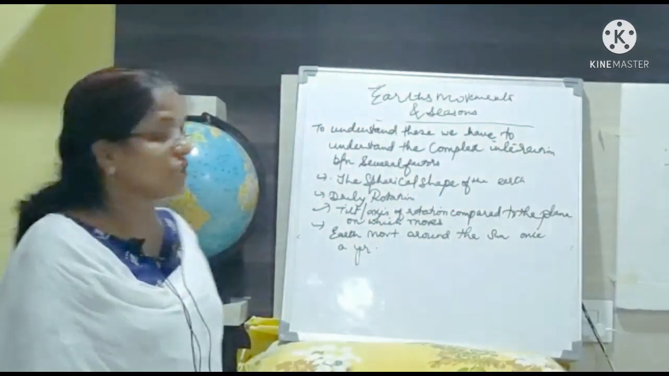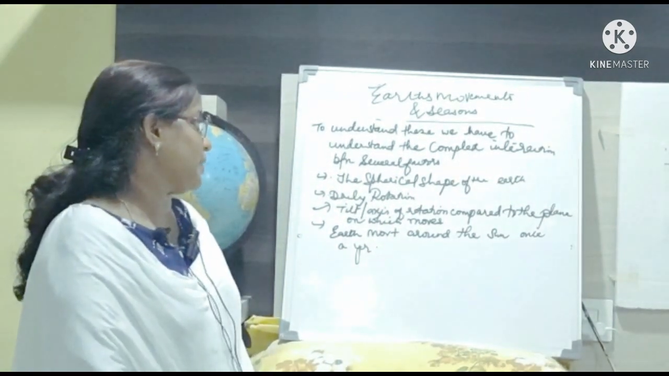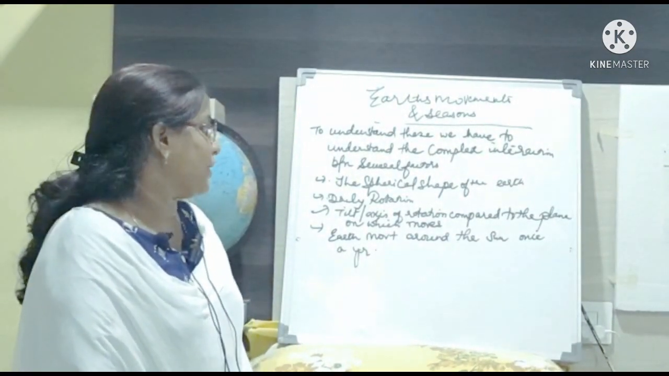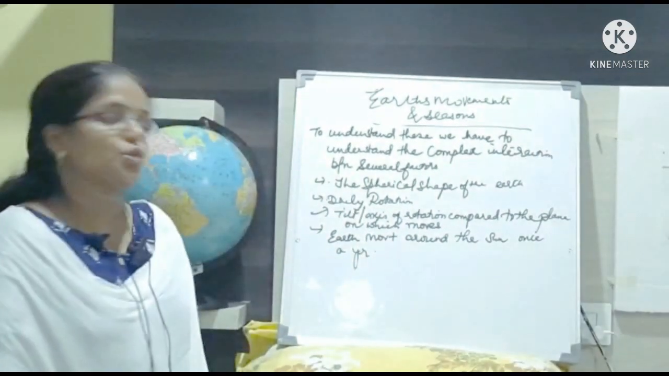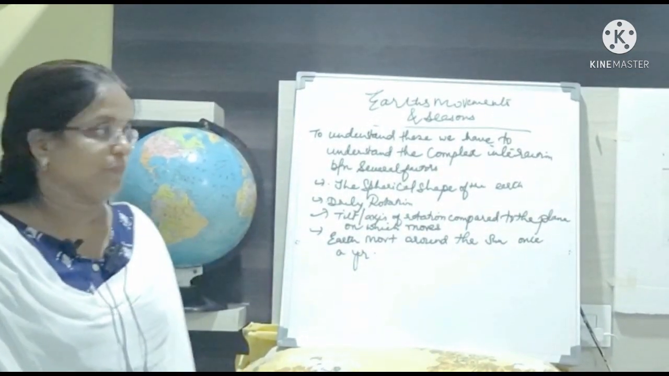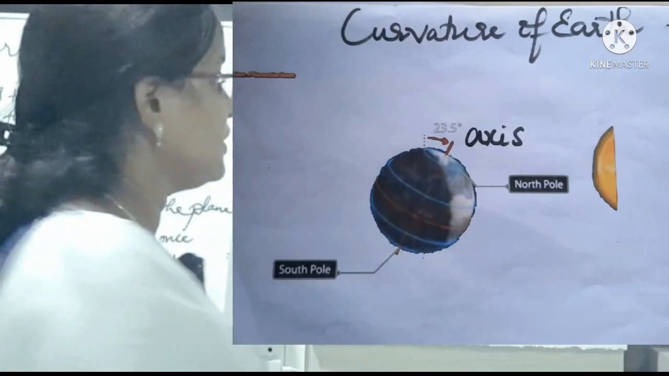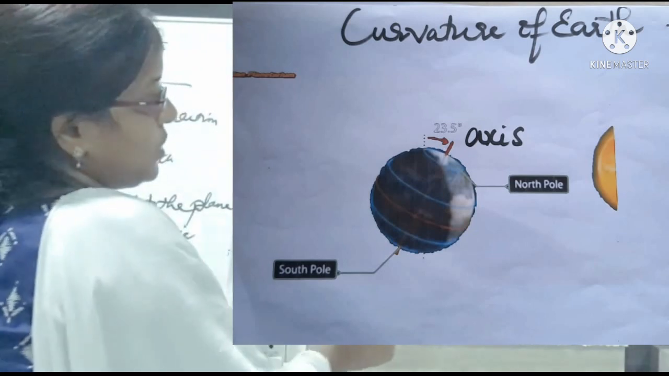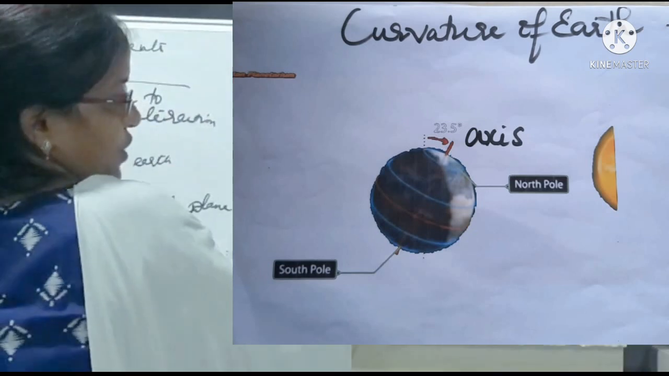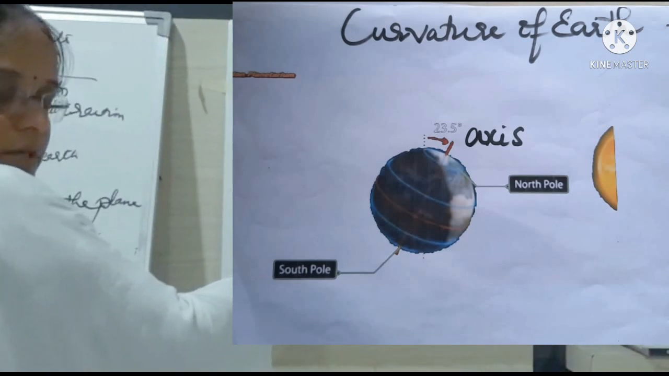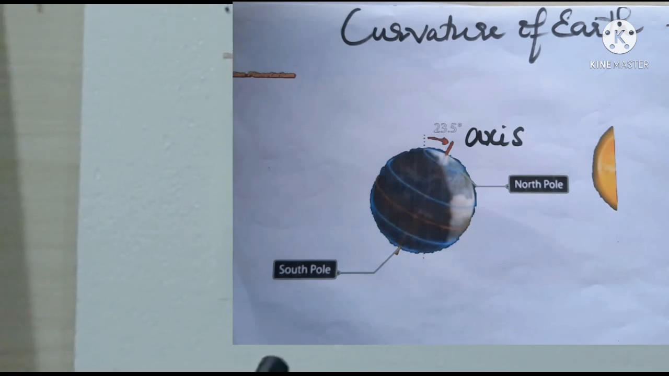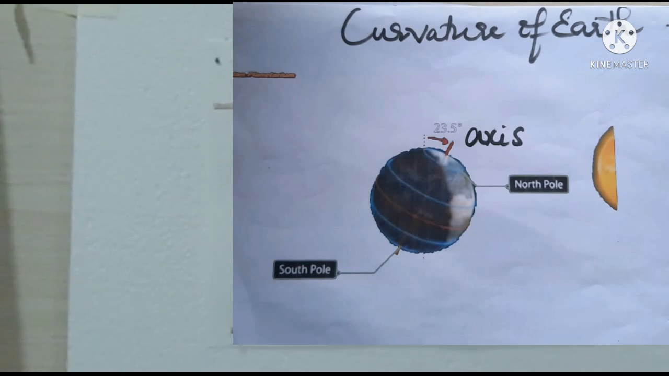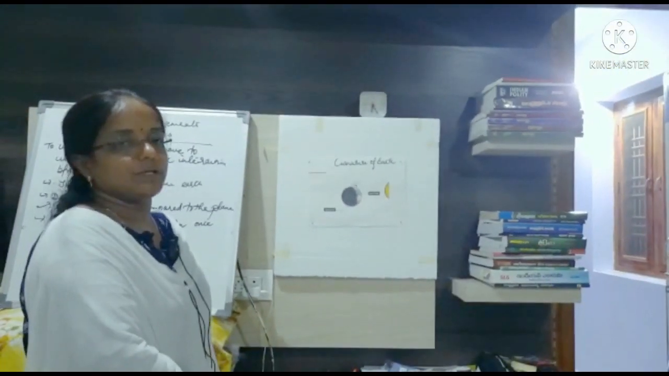The first one is the spherical shape of the earth, and the second one is the daily rotation of the earth. The third one is the tilt or axis of the earth compared to the plane on which it moves, and the fourth is the earth's movement around the sun, that is nothing but revolution. In this, you observe the curvature of the earth. Here the earth is tilting 23.5 degrees. You can see in this picture the north pole. What is tilt? It is also called axis. Axis is an imaginary line joining the north pole and the south pole, and the earth is making a 23.5 degree axis or tilt.